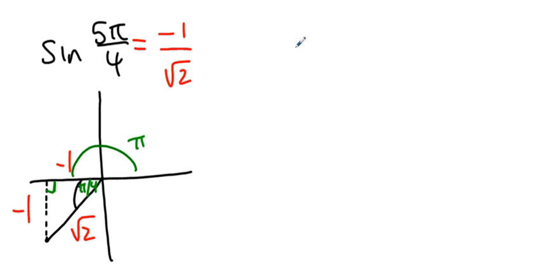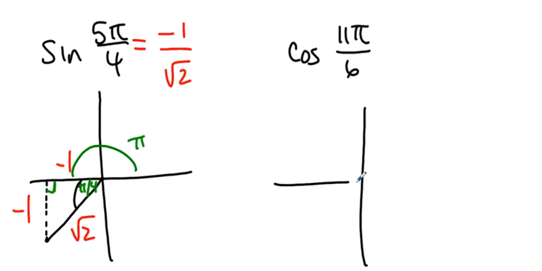Similarly, we could find the cosine of 11 pi over 6. Well, all the way around would be 2 pi, that's 12 pi over 6. So 11 pi over 6 is almost that far. And in fact, this reference angle is pi over 6. Drop a perpendicular, got ourselves a right triangle. What kind of right triangle do we have? We have the 30, 60, 90 right triangle.